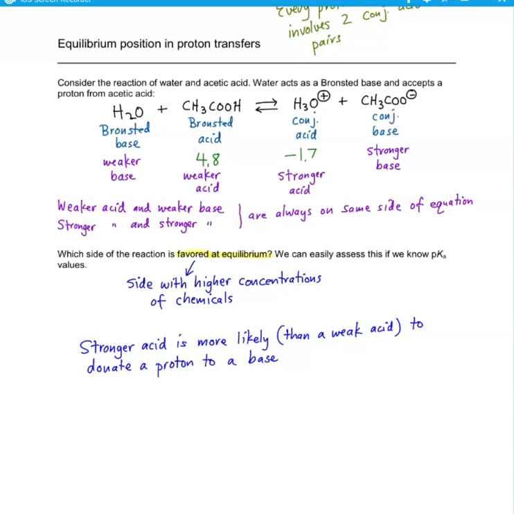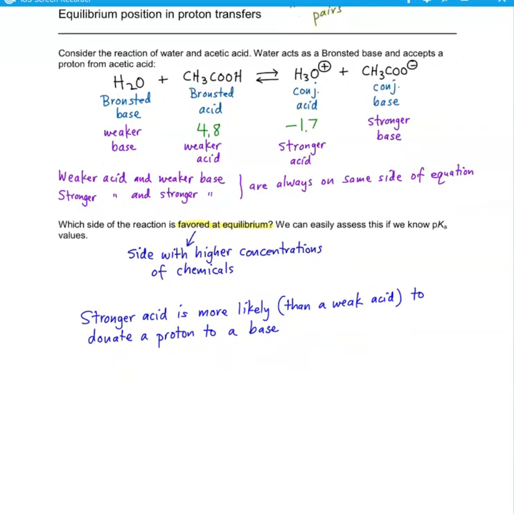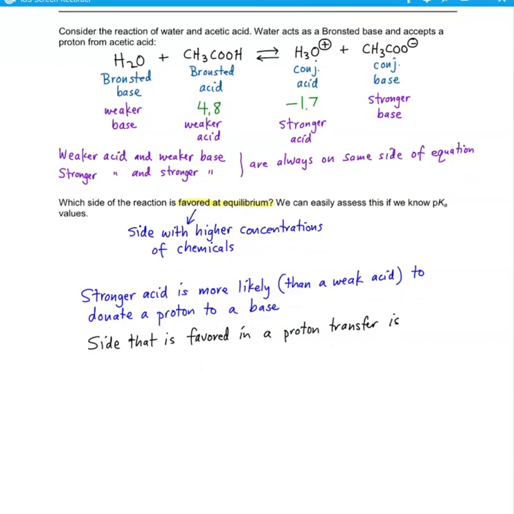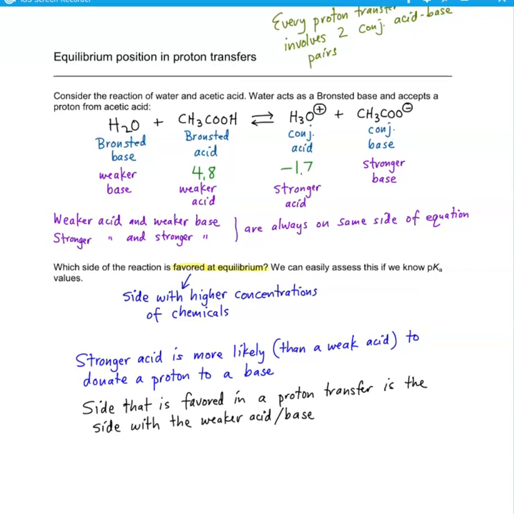So what happens is that in this example, things are going to pile up on the left side of the equation. So that would be the side that's favored. So the side that's favored in a proton transfer is the side with the weaker acid and weaker base, because those are less likely to react. When they would react, it would push you to the other side of the equation. So the side that's favored in a proton transfer is the side with the weaker acid and weaker base.